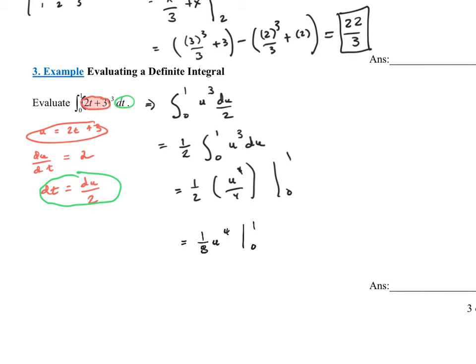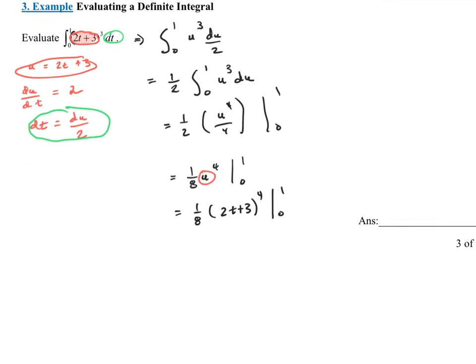But here's the big part, never ever forget to substitute back in for u. So when I do that, I would have 1/8 times u, which is 2t plus 3, raised to the 4th, evaluated from 0 to 1. And when I do that, I always plug in the upper limit first. So this is 1/8 times (2 times 1 plus 3) raised to the 4th. Now I need to do the exact same thing, but I need to plug in 0, so that would be 1/8 times (2 times 0 plus 3) raised to the 4th. Plug that into your calculator and see what you get.